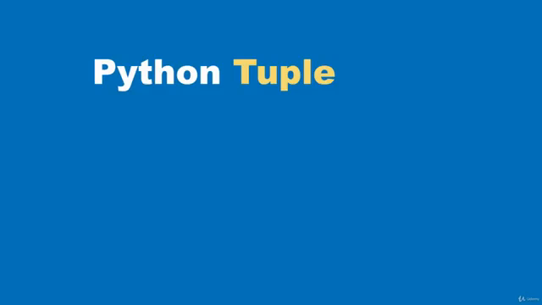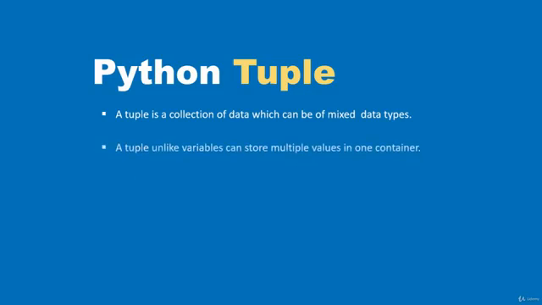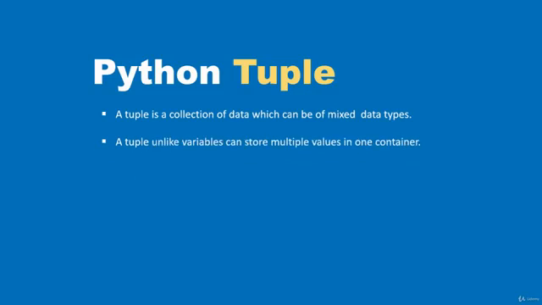Hello and welcome to this video. What is a Python tuple? A tuple is a collection of data that can be of mixed data type. In Python, a tuple can store multiple values in comparison to a variable that can only store one value. Each item in a tuple is separated by a comma.